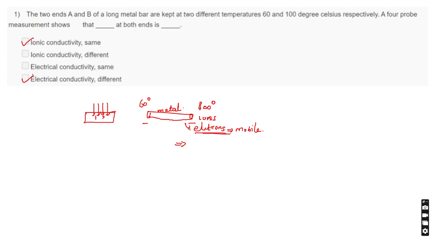Ma'am, how is the ionic conductivity the same? Doesn't it get affected by temperature, right? No, it won't get affected much, because see, it's a metal, right? Metal ions, what are the main charge carriers here? Electrons. So when the temperature changes, the electrons flow from one end to the other end. The ions won't contribute much, so that's why the ionic conductivity remains the same, and the electrical conductivity will be different.